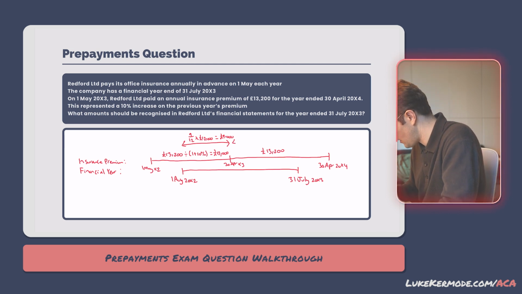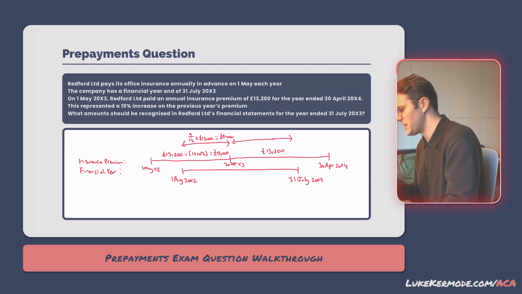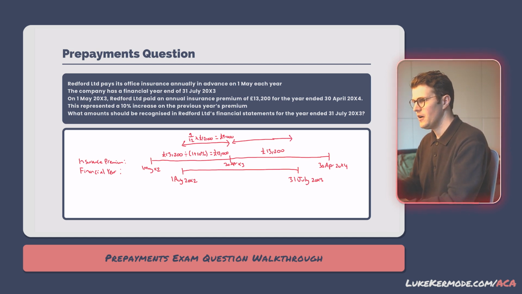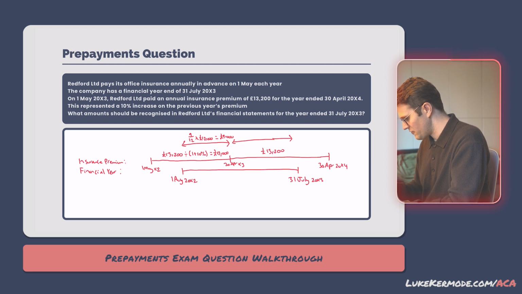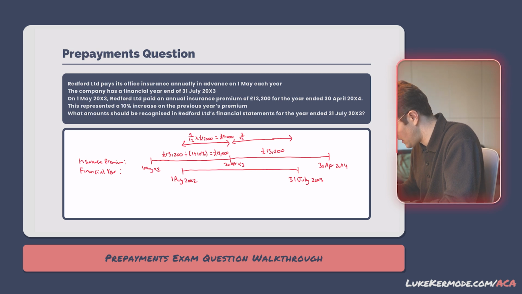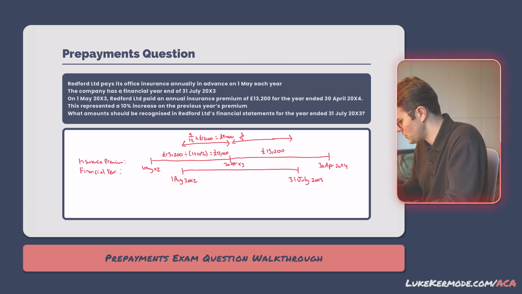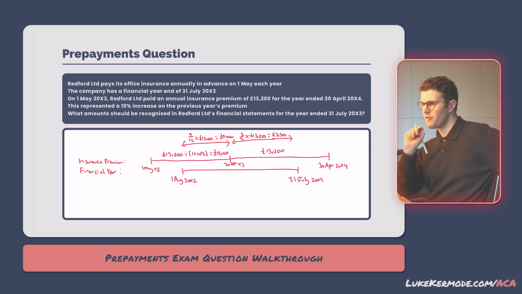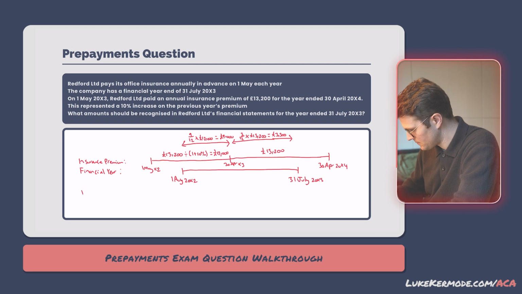So I haven't drawn these out in a particularly representative way, but I think you get the picture. We're looking at the period from 1st of May 2003 to the 31st of July 2003. So the amount that needs to be included in our insurance expense for that period is equal to 3 over 12 multiplied by 13,200, which equals £3,300.